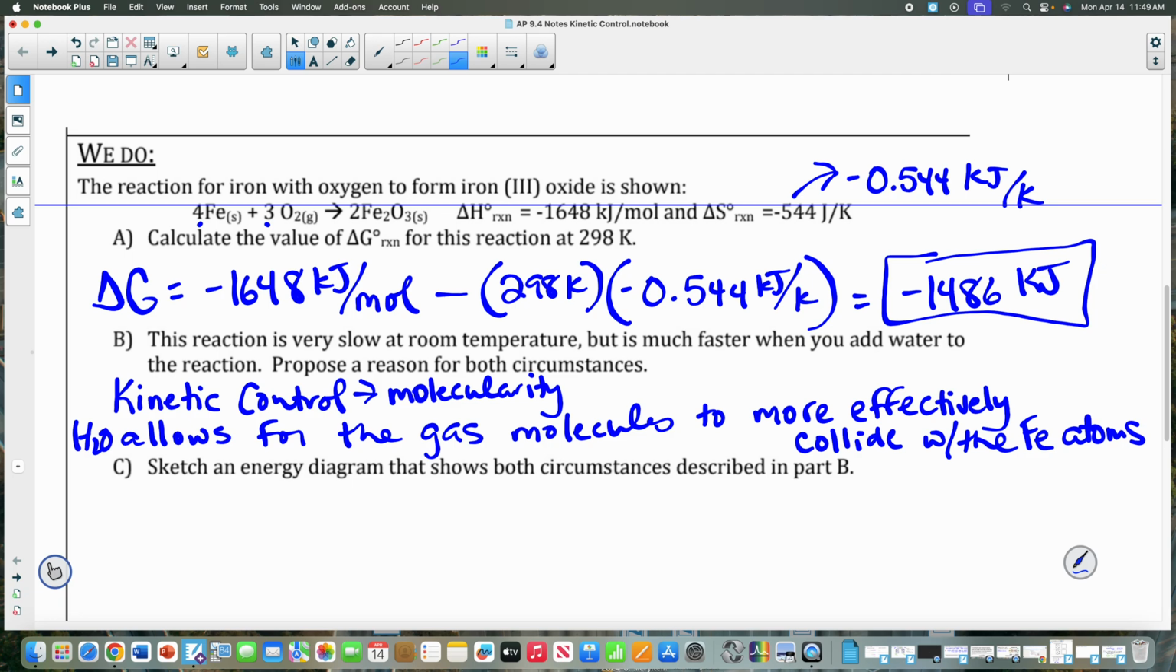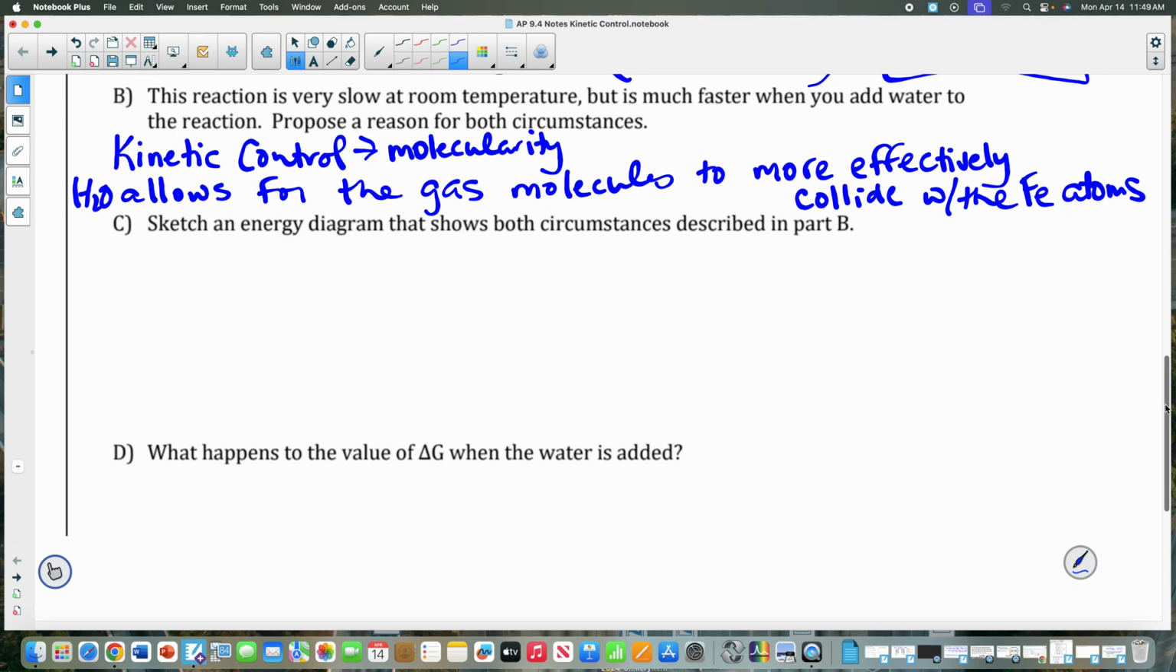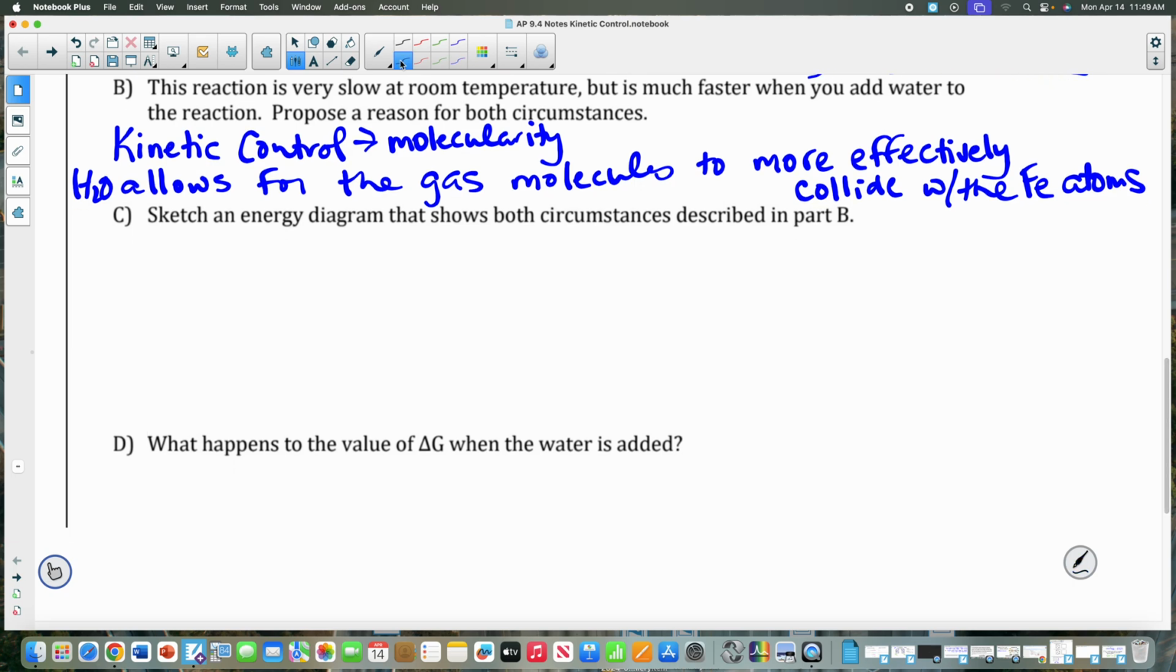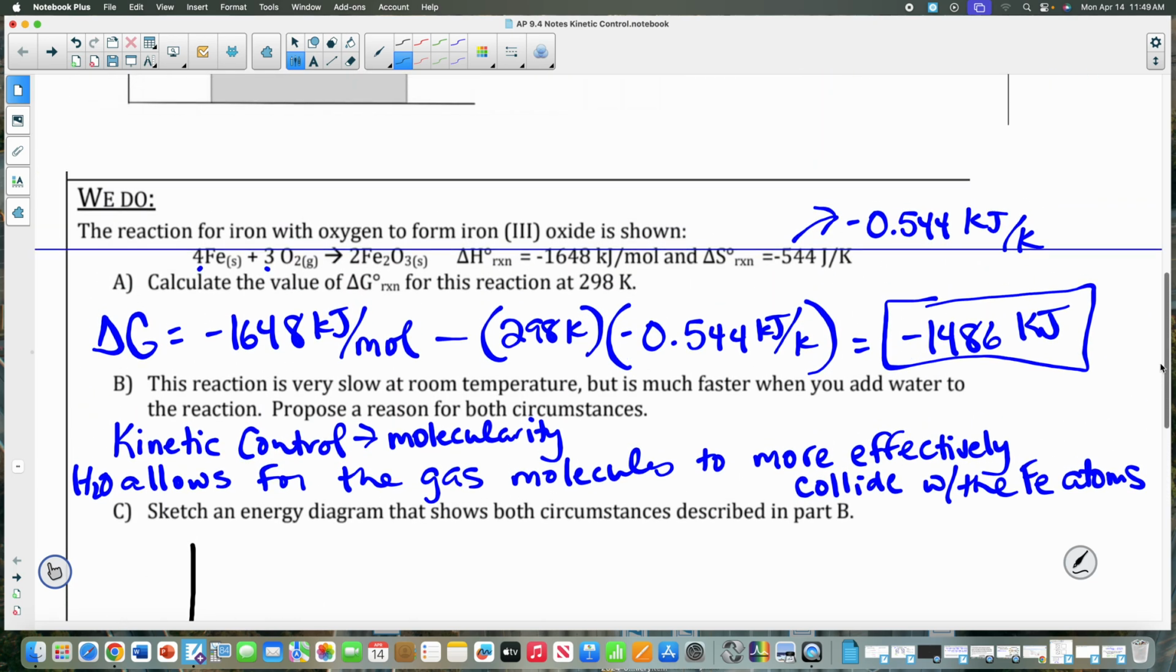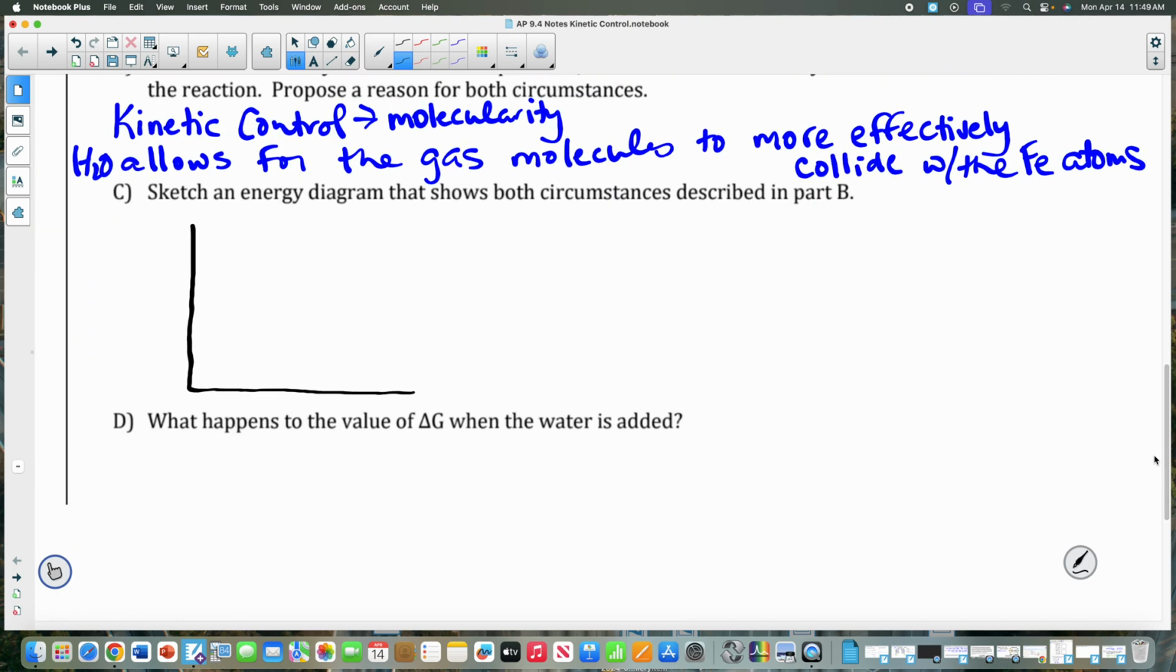Okay, sketch an energy diagram that shows both circumstances described in part B. Right, so for my first, our delta H was negative, right? Yes. So that means our reactants are going to be higher than our products. But how should I make the hill in the middle look if we're talking about something under kinetic control?